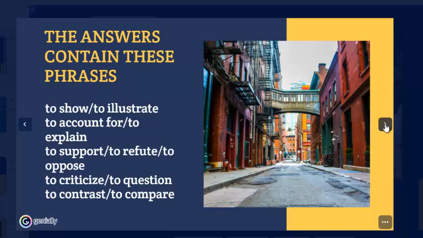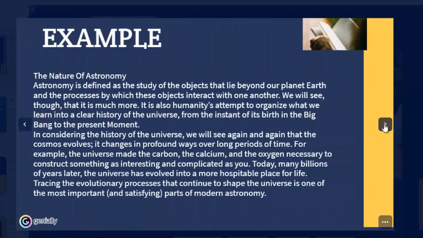You may say to support the idea, to refute the information, to oppose the situation, to criticize the event, to question the situation, to contrast or to compare information. So whenever we answer, be sure to use these phrases in order to help yourself construct a better answer in your TOEFL exam. So here we have an example.